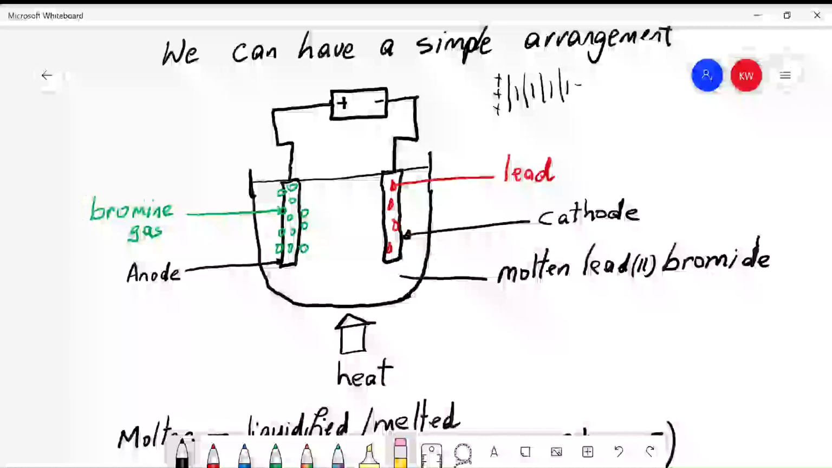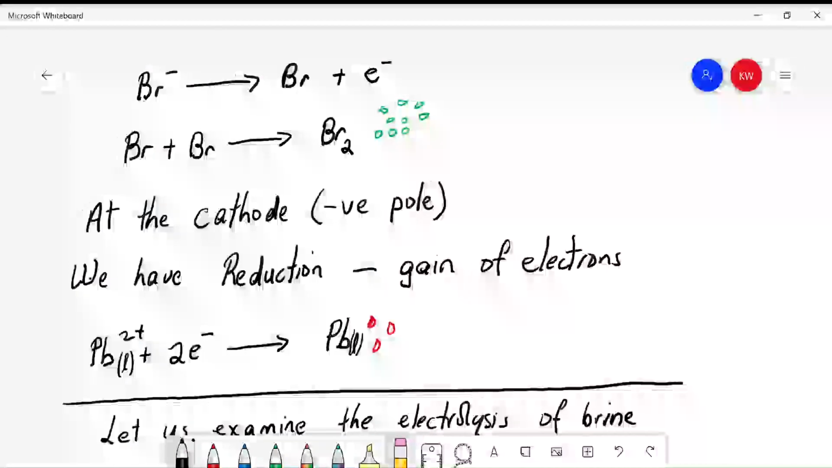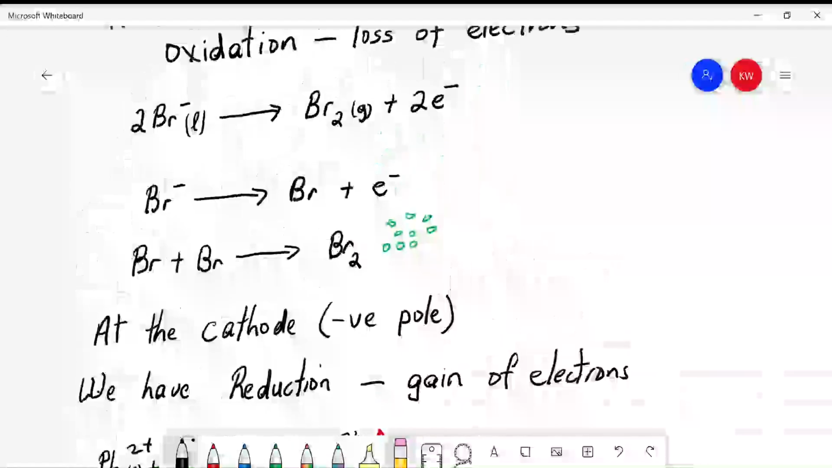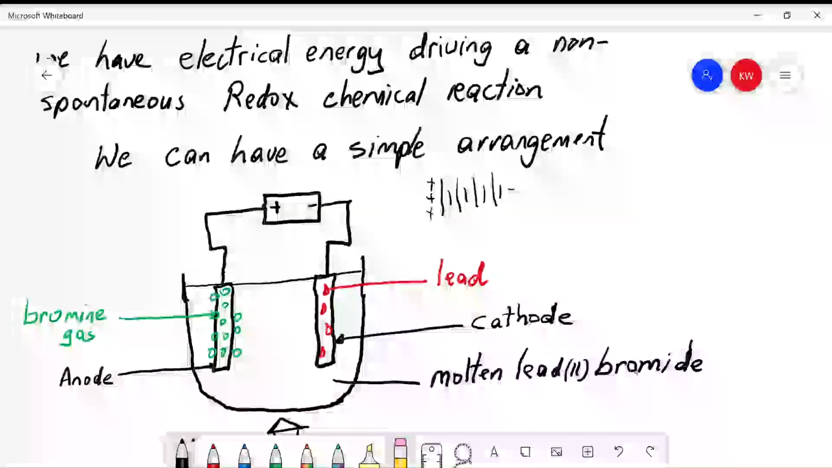Okay, let's take a look at what takes place at the cathode. At the cathode, that's the negative pole. So we have electrons being pushed into the electrode. We have the lead ion gaining electrons and forming lead in the liquid state. So these dots here, red dots, represent lead in the liquid state. So we have a deposit of lead in liquid state here.